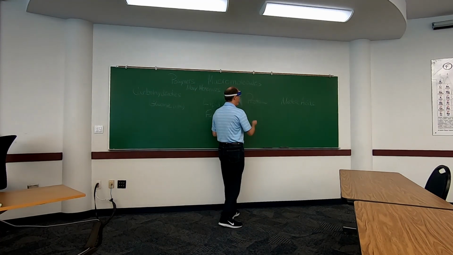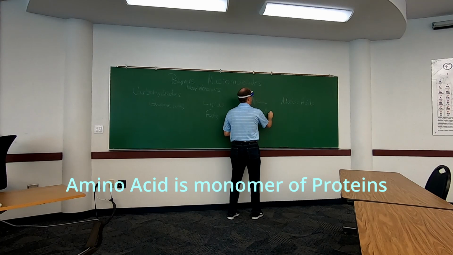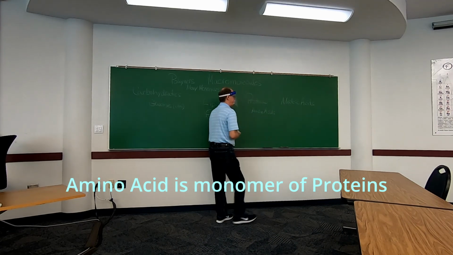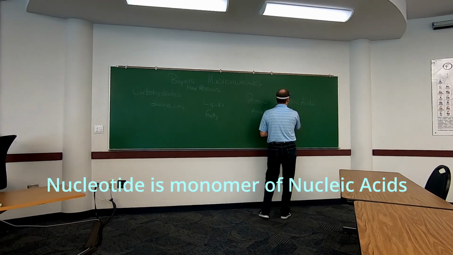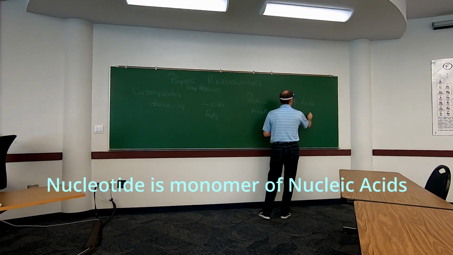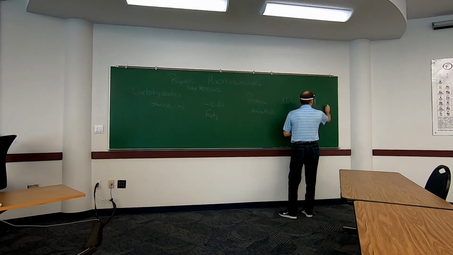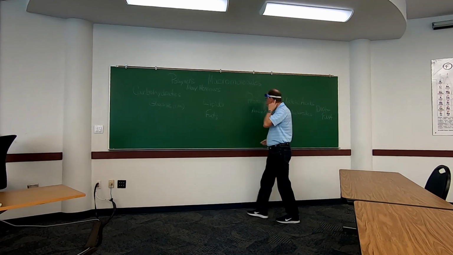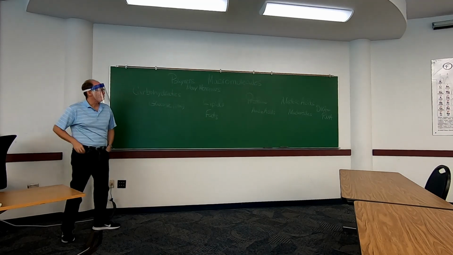So when you make a protein, the monomer for protein, there are 20 different amino acids. And then the monomer for nucleic acids are nucleotides. And your nucleic acids include DNA and RNA.